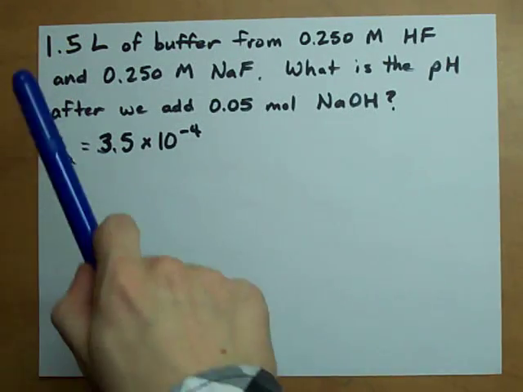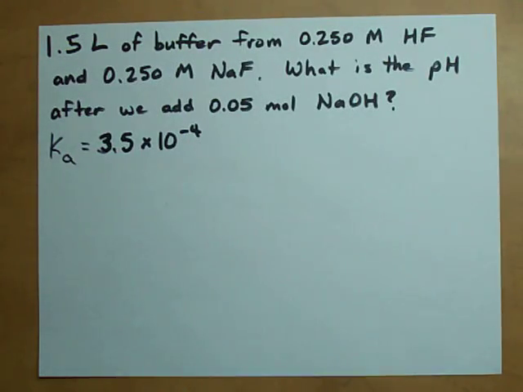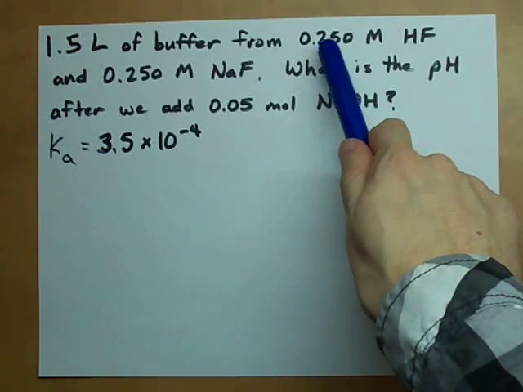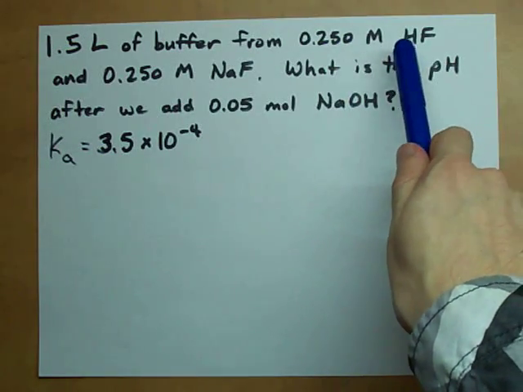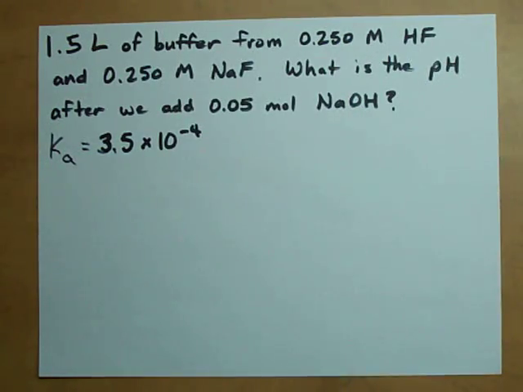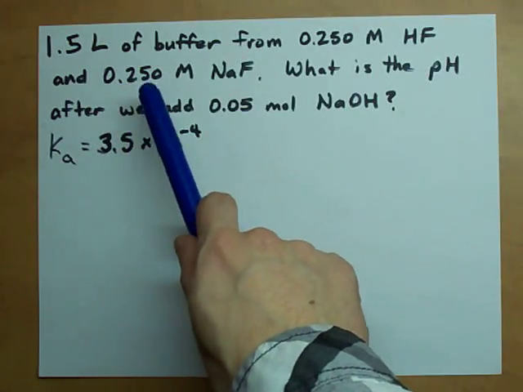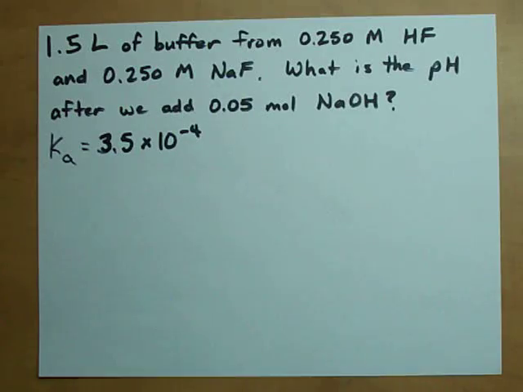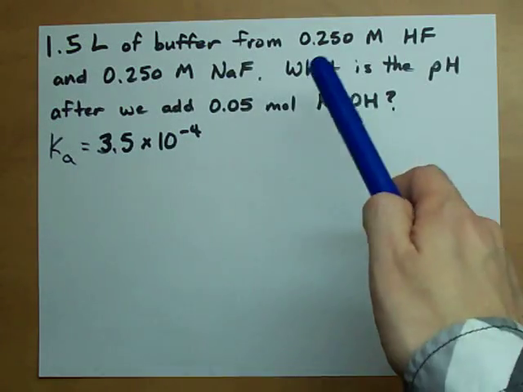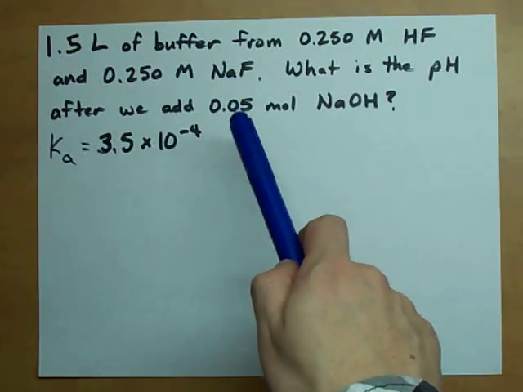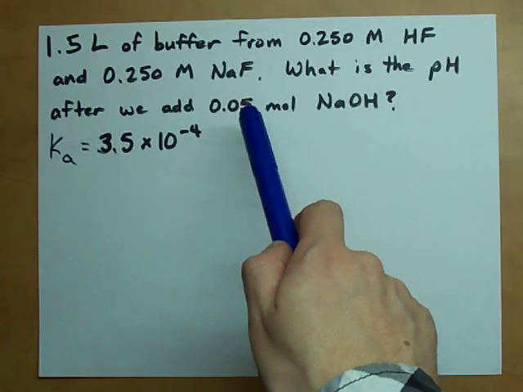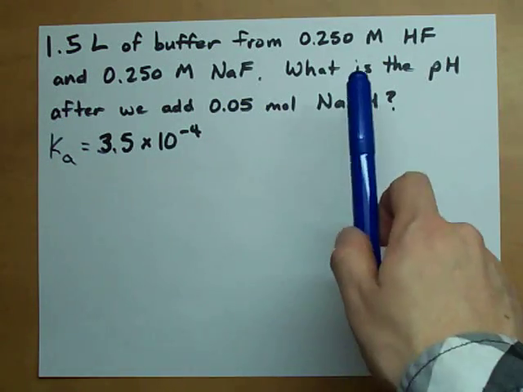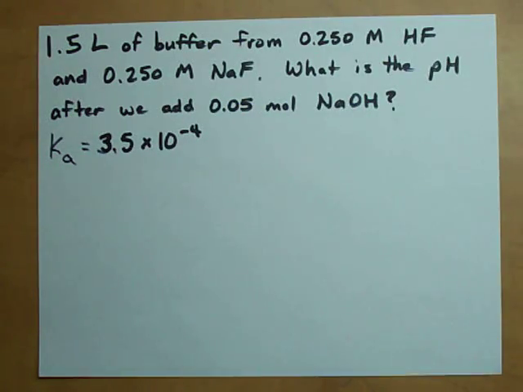Hey guys, we've got 1.5 liters of buffer. It contains 0.25 moles per liter of the acid, hydrofluoric acid, HF, and 0.25 moles per liter of the conjugate base, in this case, sodium fluoride. We want to know what the pH is after we add an extra 0.05 moles of NaOH, NaOH being the base here.